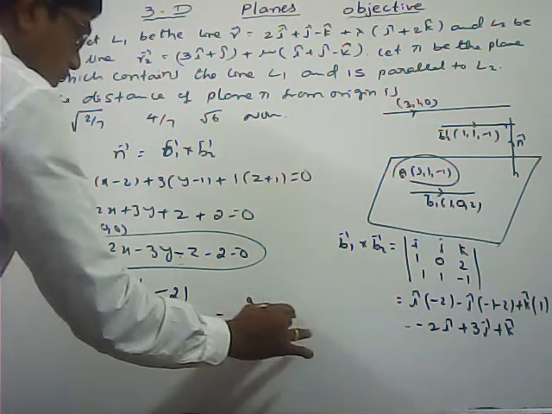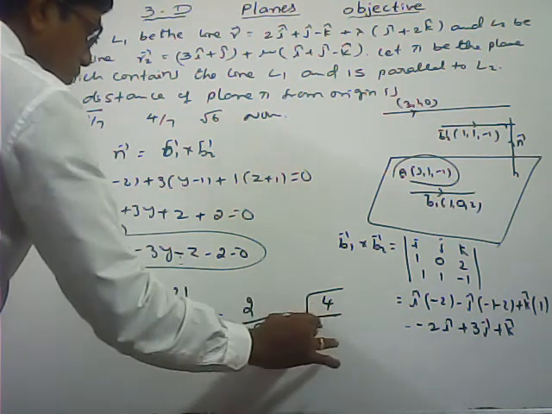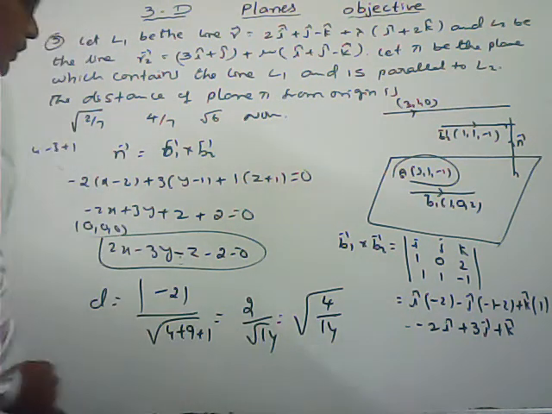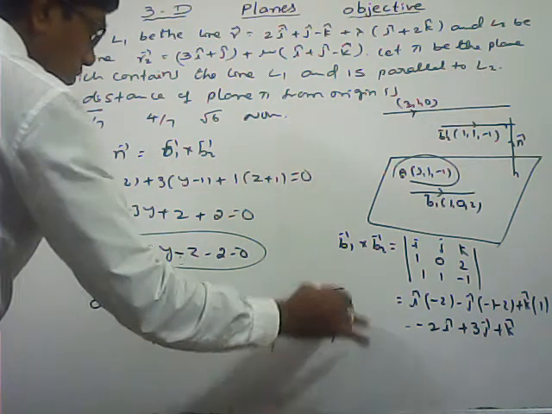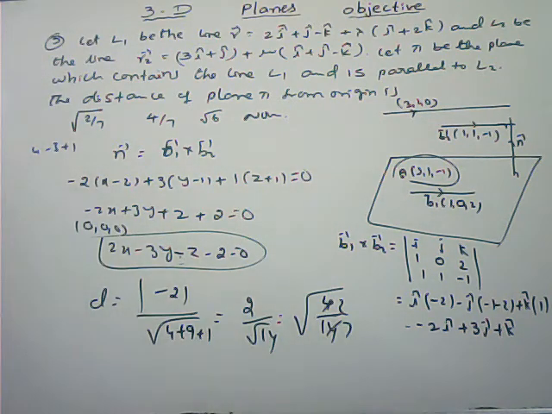Otherwise this one we can write root of 4 by root 14, also we can write 2 by root 14, or square root of 2 by 7. That is the first option.